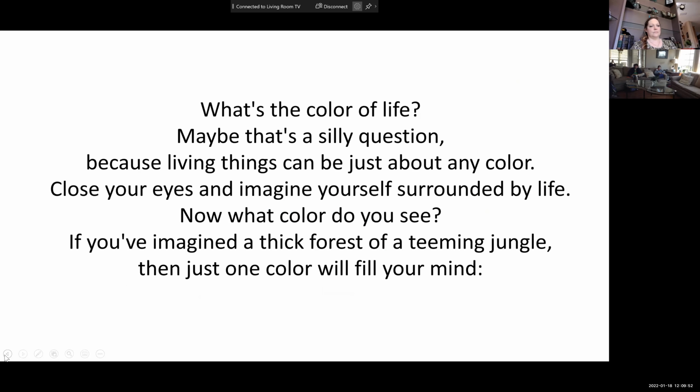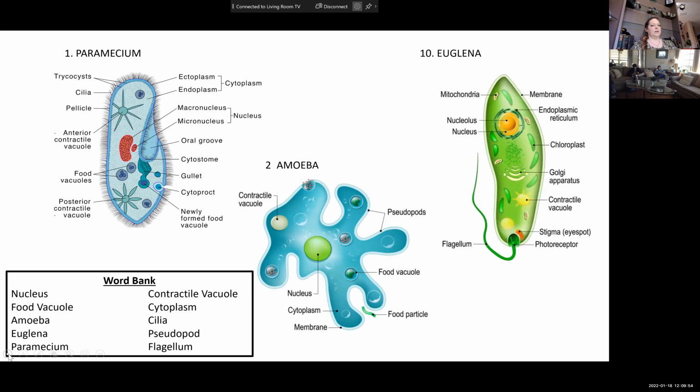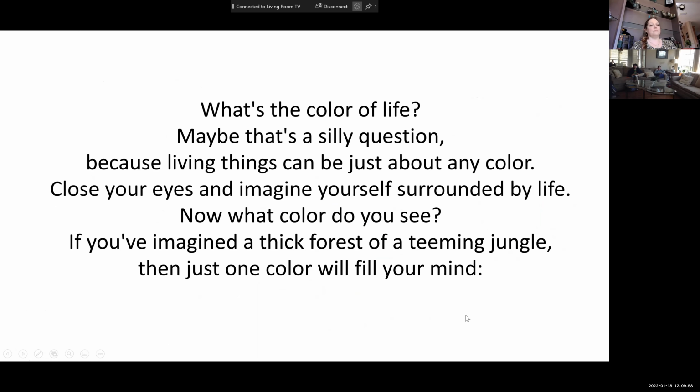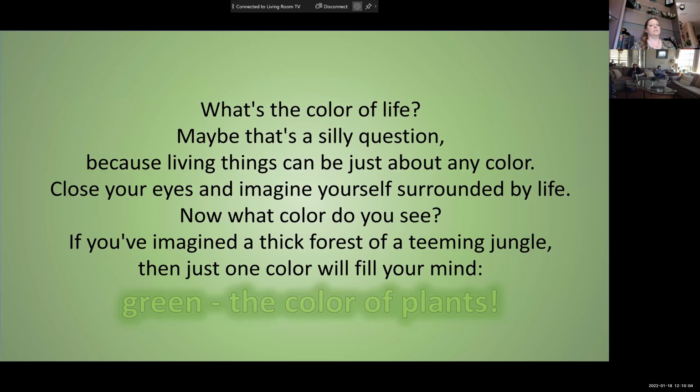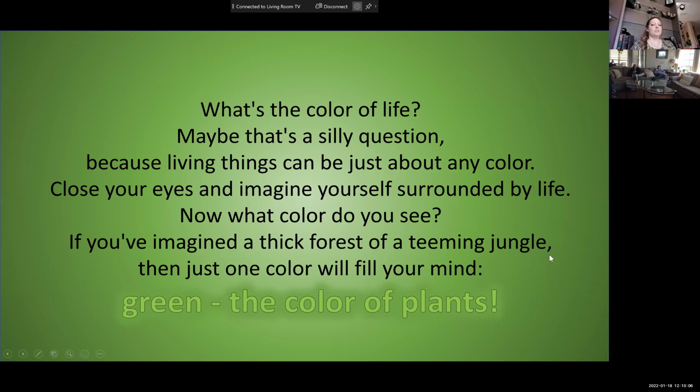So you're going to want to imagine for a minute here. All right. So it says, what's the color of life? That may be a silly question because living things can be any color. Close your eyes and imagine yourself surrounded by life. Now, what color do you see? If you've imagined a thick forest or a teeming jungle, then just one color you'll find in your mind, and that's green, right? Because it's the color of plants.